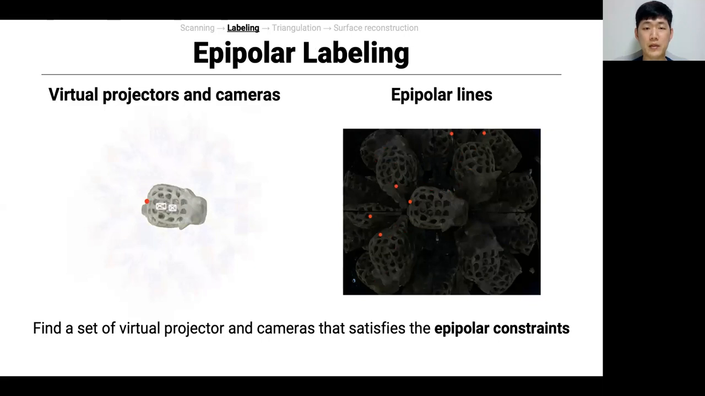The key idea is, as the projector pixel and camera pixels in a correspondence originate from a single 3D point on the object surface, the corresponding virtual projector and cameras should satisfy the epipolar constraint. So from the possible virtual projectors and cameras, we find the set that satisfies the epipolar constraint. Importantly, the fact that this search couples a single projector label with multiple camera labels greatly enhances the robustness of the labeling procedure.